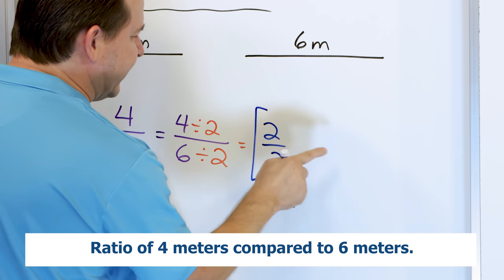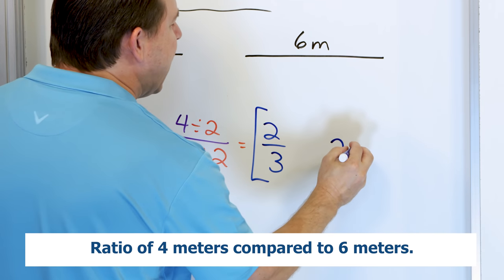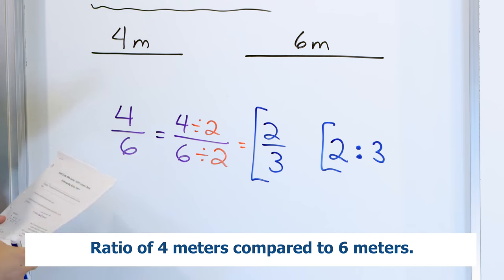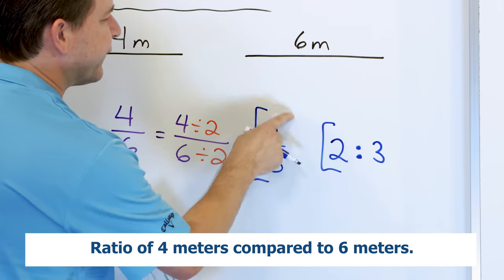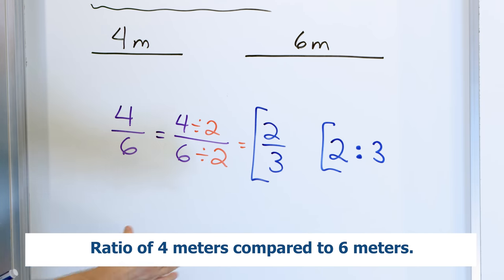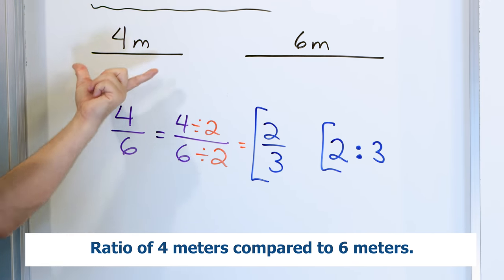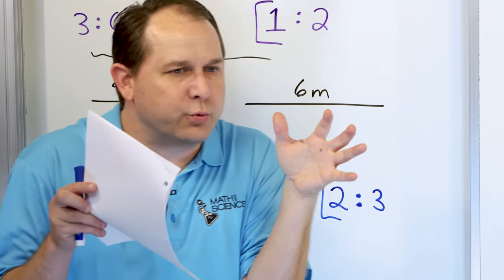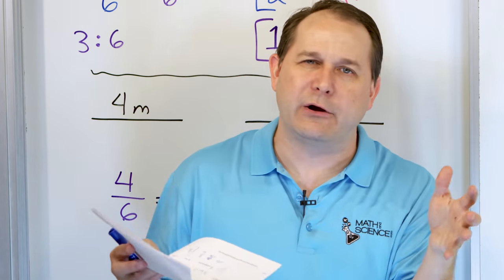And of course, I can write this in two ways. I can write it as 2 with a colon 3 as the simplified ratio as well. Either one represents the same thing, but most of the time we use a fraction to represent ratios in math, but you will see this as well. All right. So what this is basically saying is the relationship between this fence and this fence. It's showing you, relatively speaking, how they compare to one another.